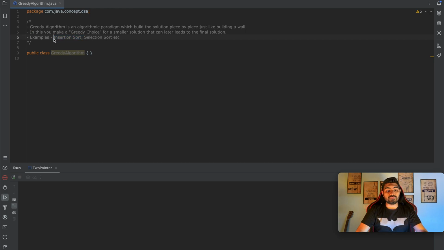If you have analyzed both of these sorting algorithms, after every single iteration there are two parts of the array: one is sorted and one is unsorted. With every single iteration, you're choosing one element and making sure it's at its correct location, and then that part becomes your sorted array.